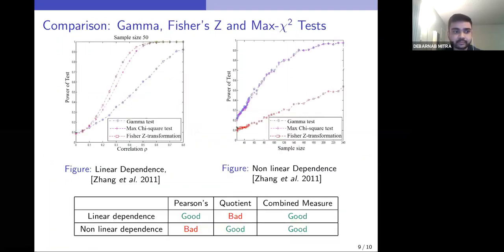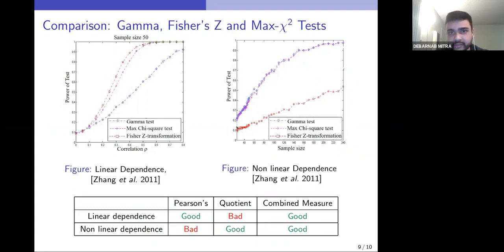So finally, we do a comparison between the 3 tests that we just defined: the gamma test, the Fisher's Z-transformation test, and the max chi-square test. On the left plot, we have a situation where there is linear dependence, and we see that the gamma test has a very low detecting power, and the Fisher's Z transformation test has a very high detecting power, and the max chi-square test is very close to the Fisher's Z transformation test in this case.